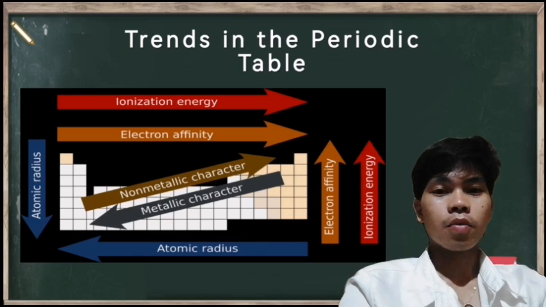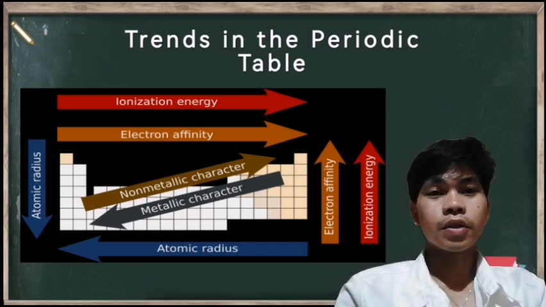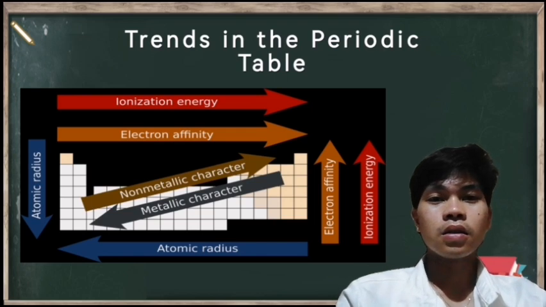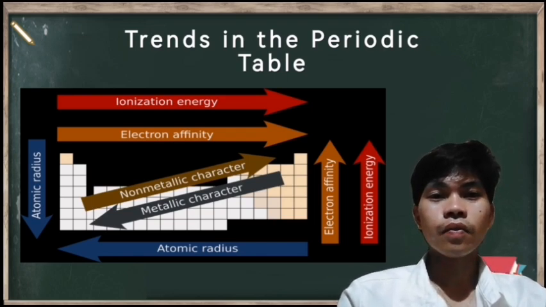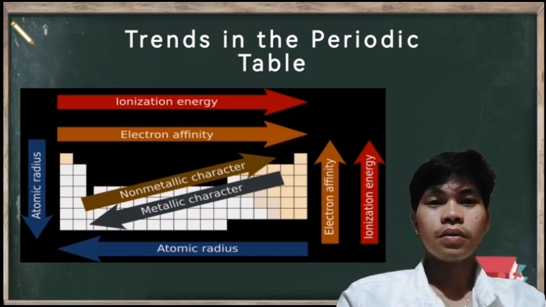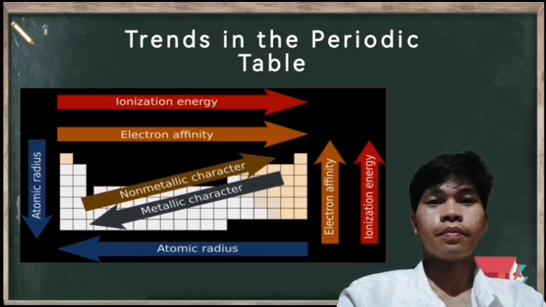Trends in the periodic table. The periodic table also shows patterns, or trends, that help us predict how elements behave. Atomic size gets smaller as you move across a period and larger as you move down a group. Reactivity: metals get more reactive as you move down a group, but nonmetals get less reactive. These trends make the periodic table more than just a chart. It's a tool for understanding chemistry.